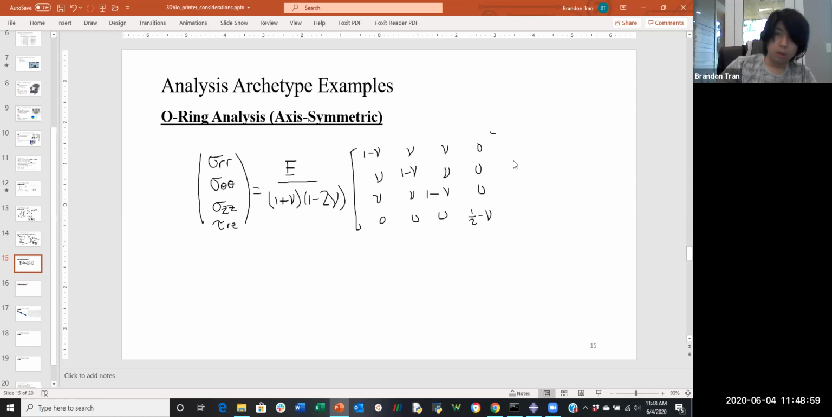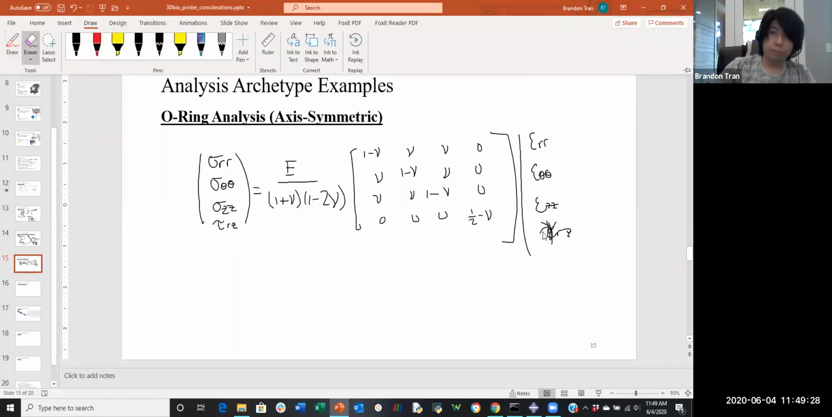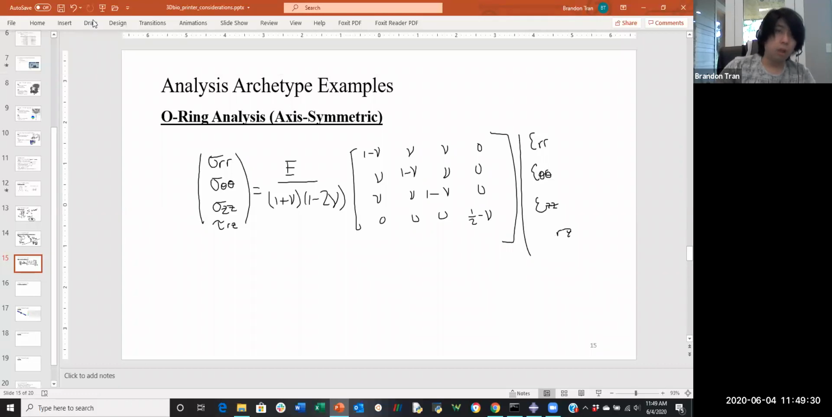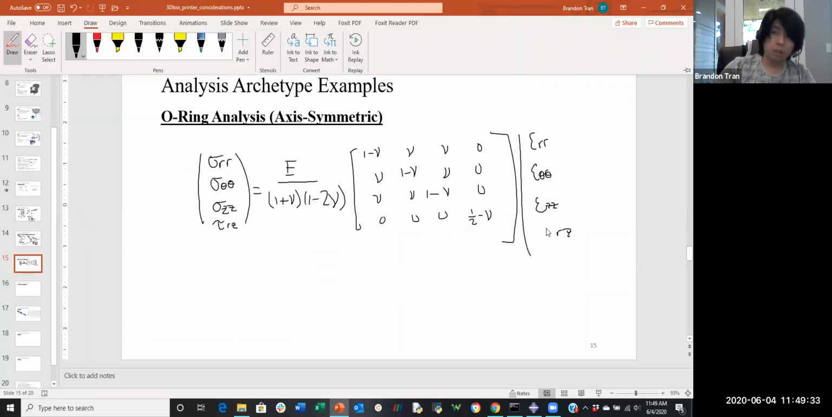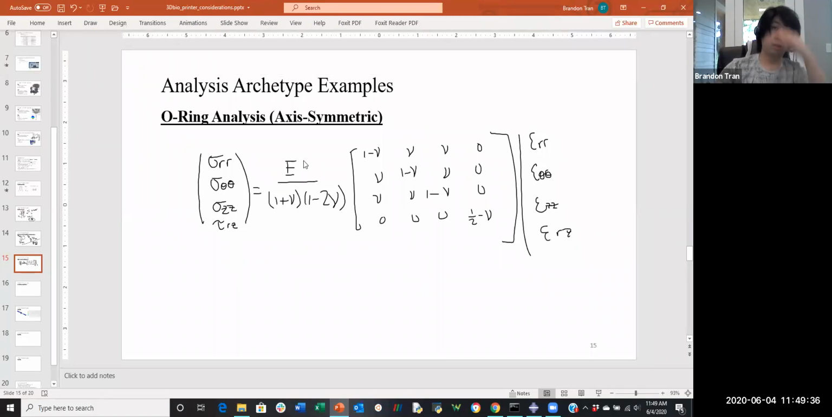Okay, and then your strains, which is epsilon RR, epsilon theta theta, epsilon ZZ, and then last but not least gamma RZ. Let's just make that better. Okay, so with this, you essentially have your constitutive equation for axisymmetric.